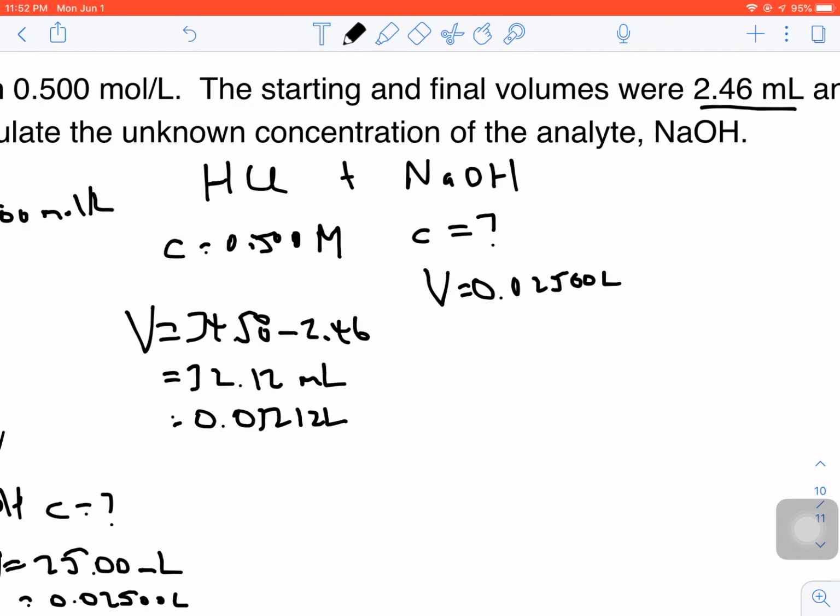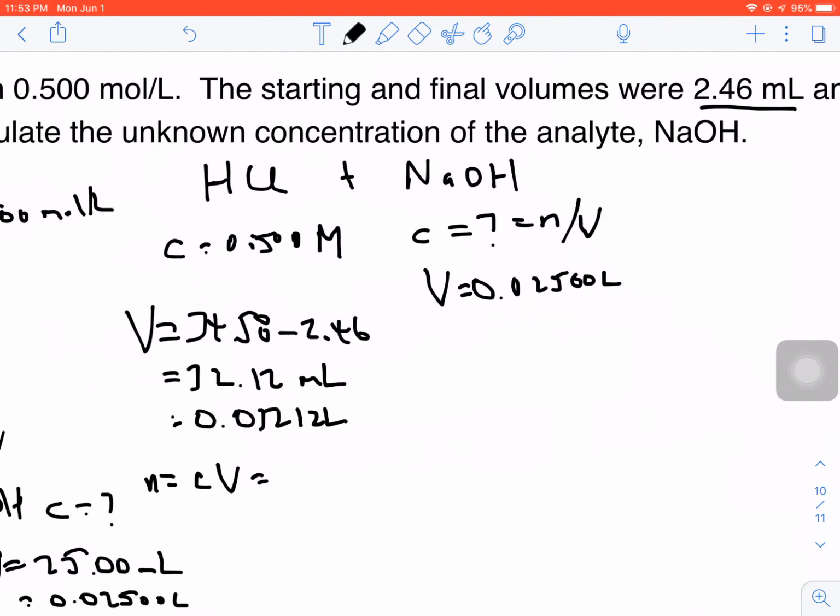To find C, which is what I'm looking for, C is equal to number of moles divided by volume, N over V. Again, remember that's on your periodic table. To find C, I've got V, but I don't know N yet, so I've got to find the N on this side. So the N on this side is equal to C times V.